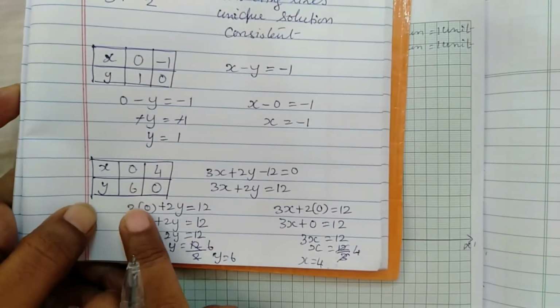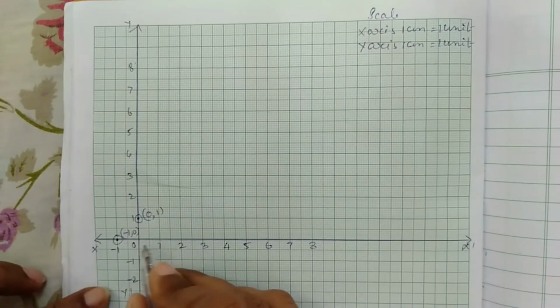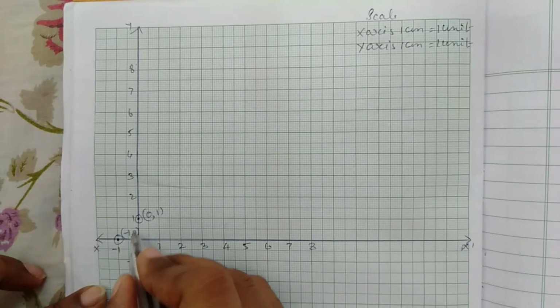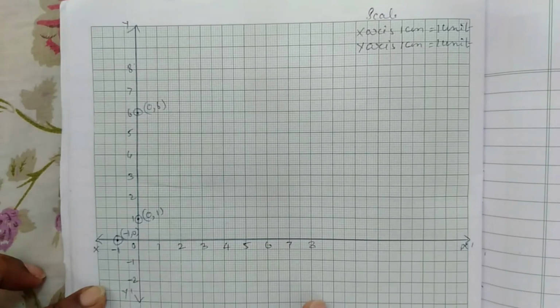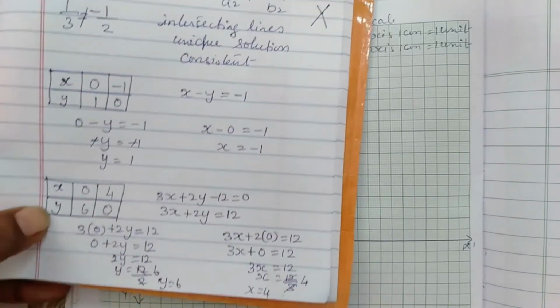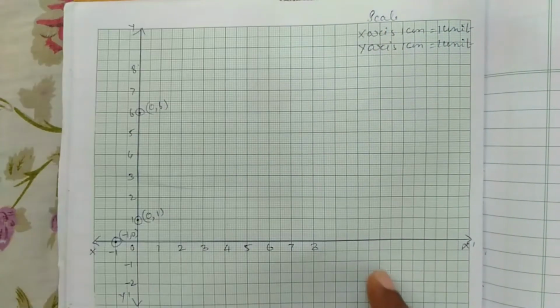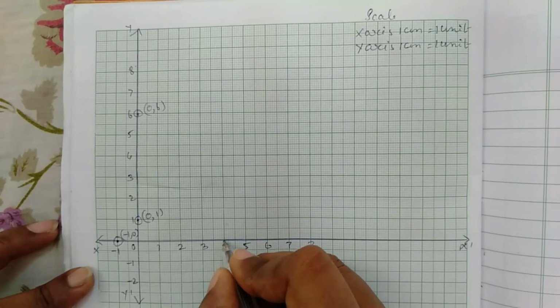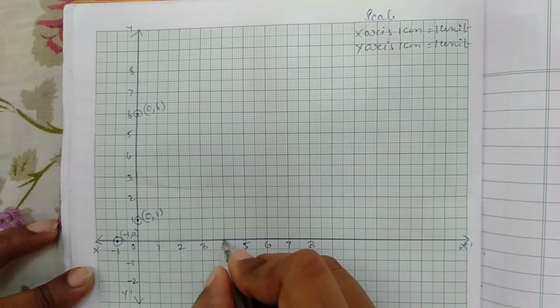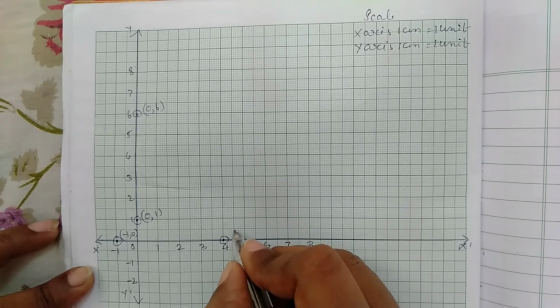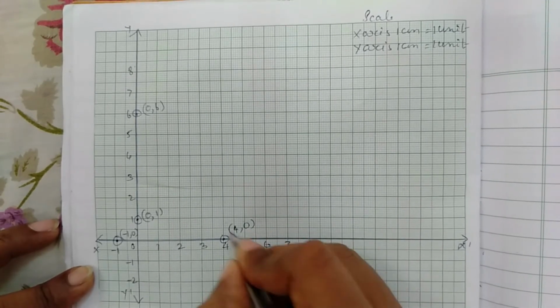Okay, now x is 0, y is 6. X 0, so it doesn't go this side. Y is 6 means here, 0 and 6. Then x 4, y 0. X is 4, y is 0. Y 0 doesn't go up, so here only for x. Here it is 4, 0.